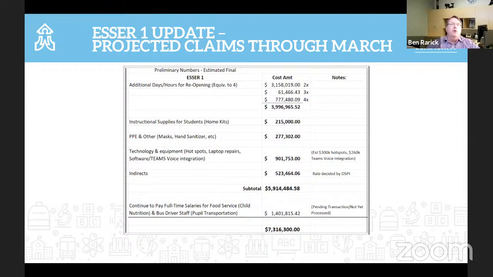And the remainder that we'll claim this month will be, remember, because we continue to pay our bus drivers and child nutrition workers this year, despite a drop in revenue. We can claim that loss of revenue as part of ESSER 1. So we'll make that claim in April.